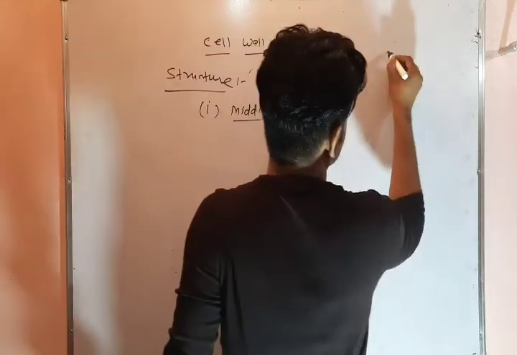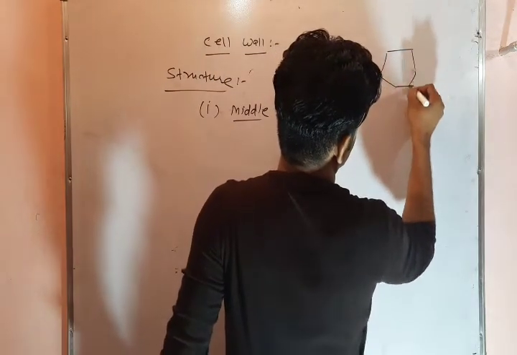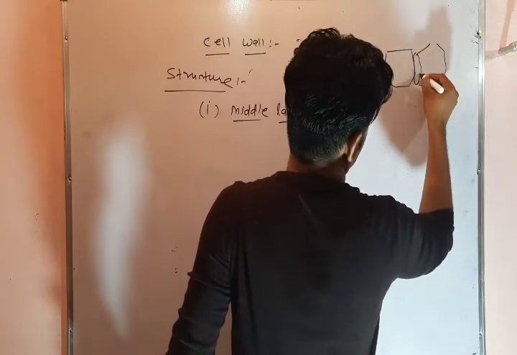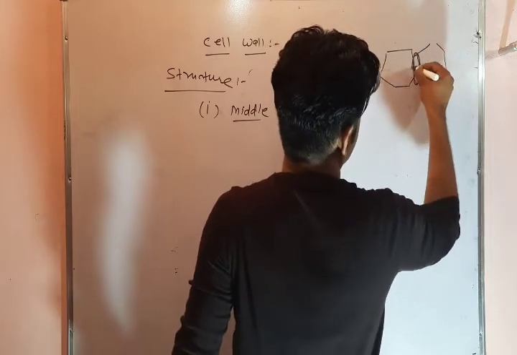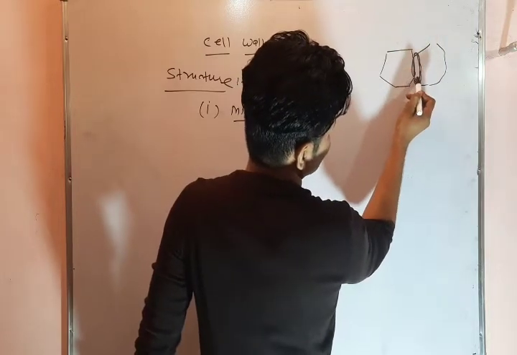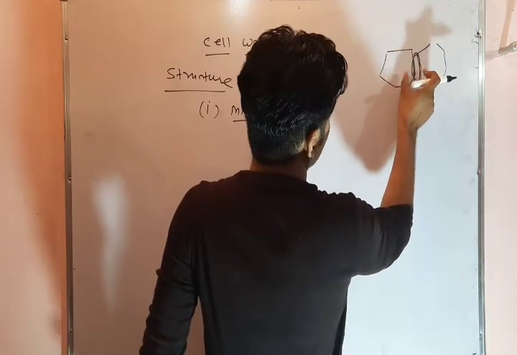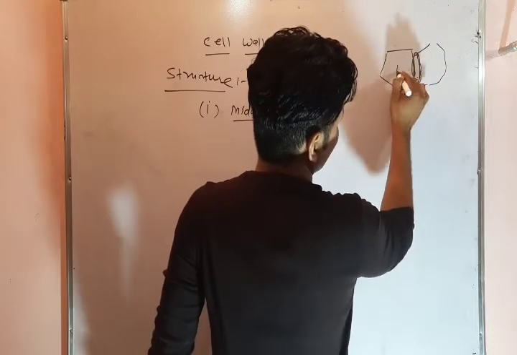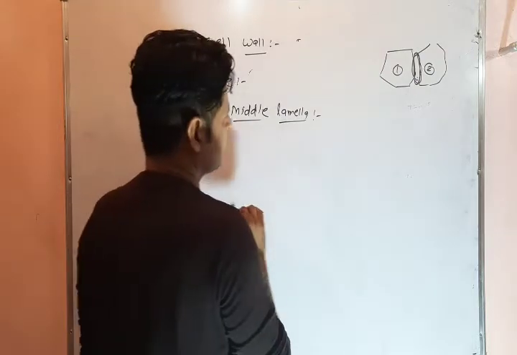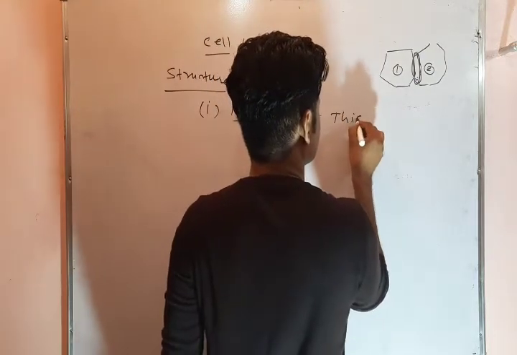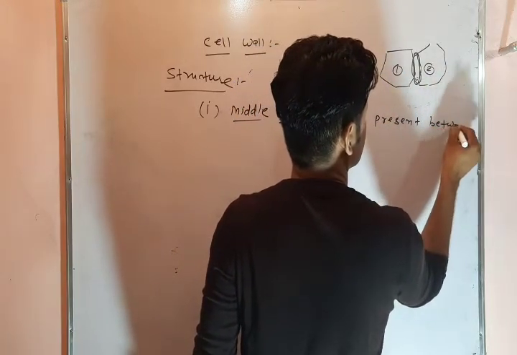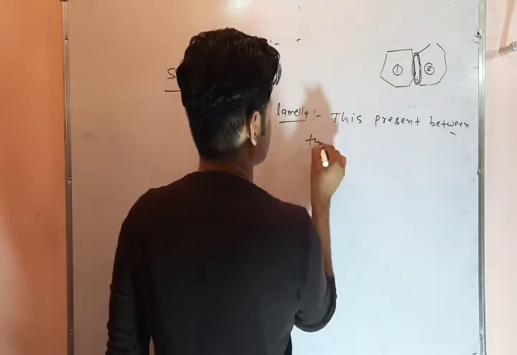You can say that this is one cell, this is another cell, and the layer which is present between two cells, the layer present between cell number one and cell number two, is known as the middle lamella. So we can write that this is present between two cells.